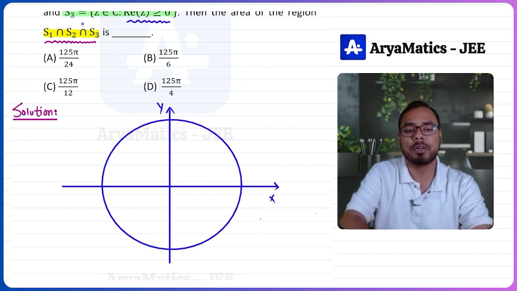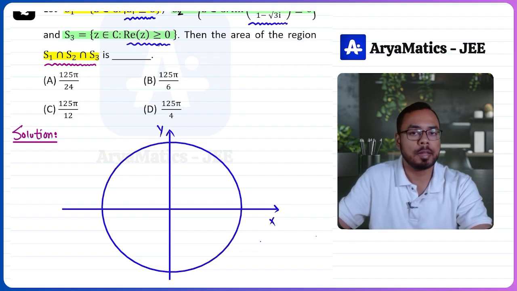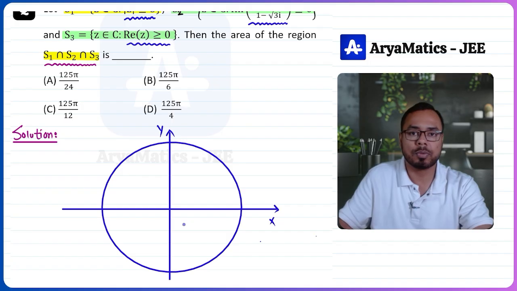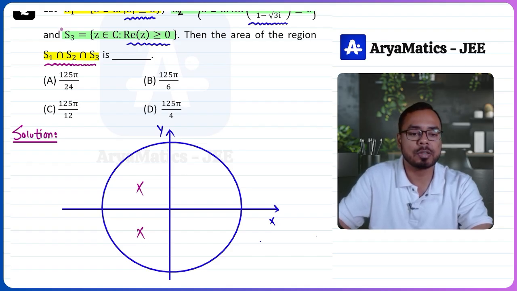Third one is real part of z is positive, right? Third inequality, real part of z is positive. That means we are talking about the first or fourth quadrant, right? In the first and fourth quadrant, x will be positive. Real part of z positive means x is positive. So we do not have these two quadrants, right? I mean, if I take the intersection of S1 and S3, then we have this half of the circle in the first and fourth quadrant.